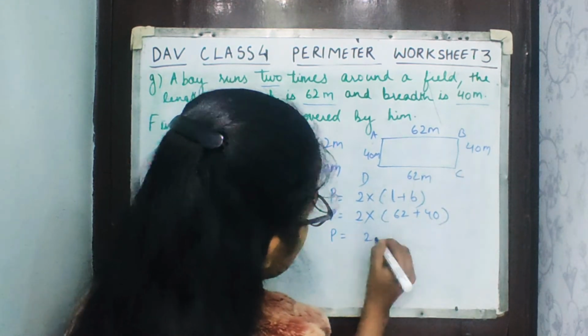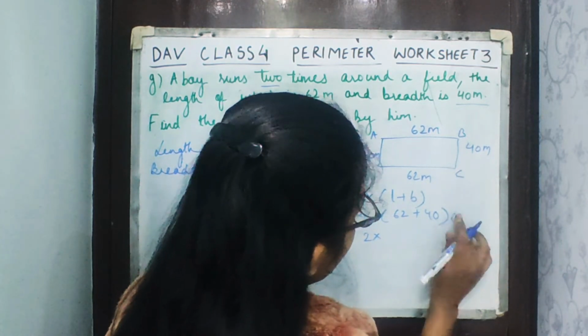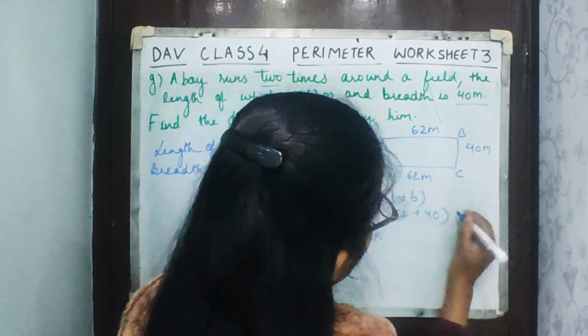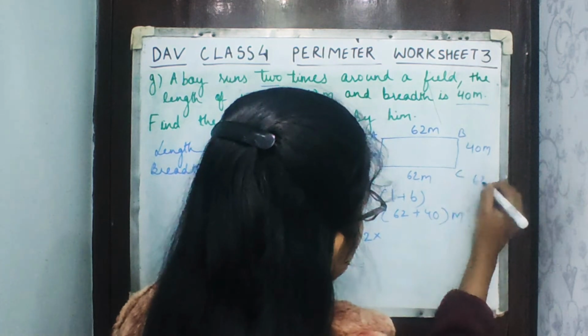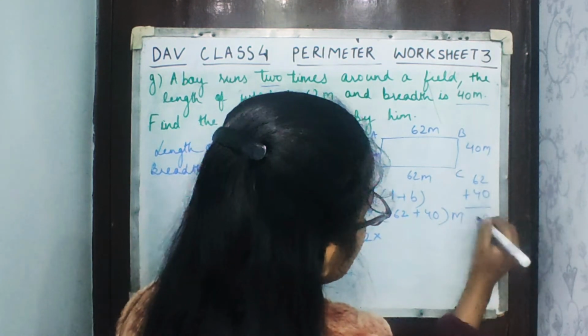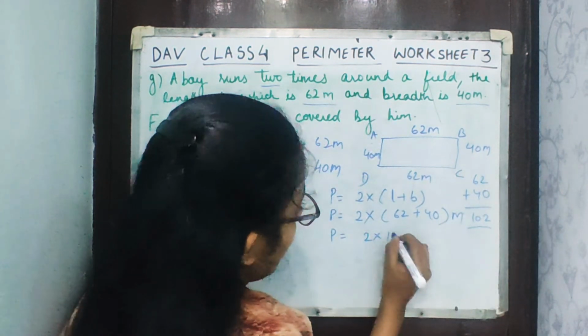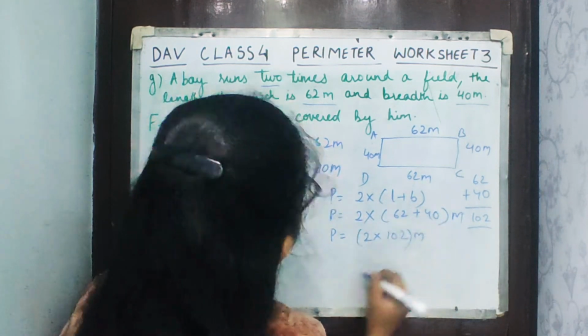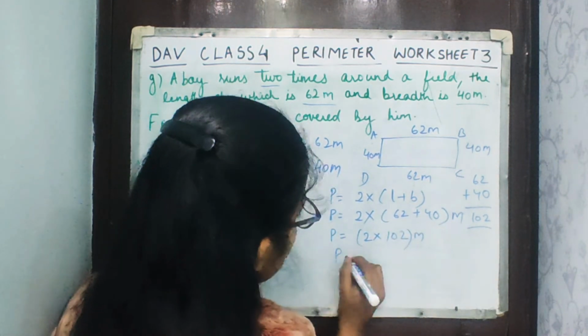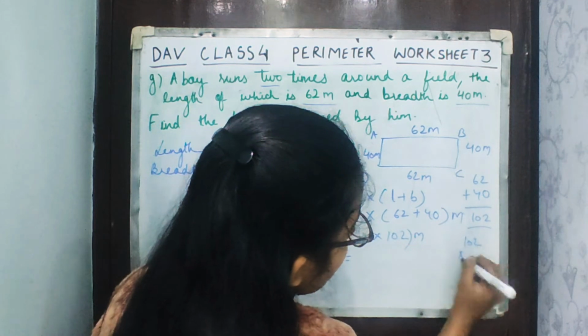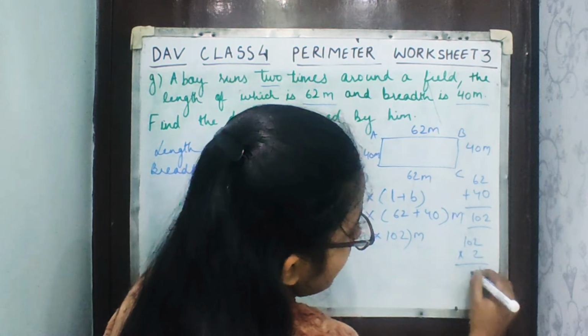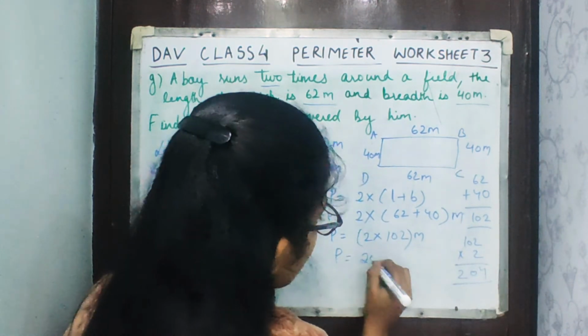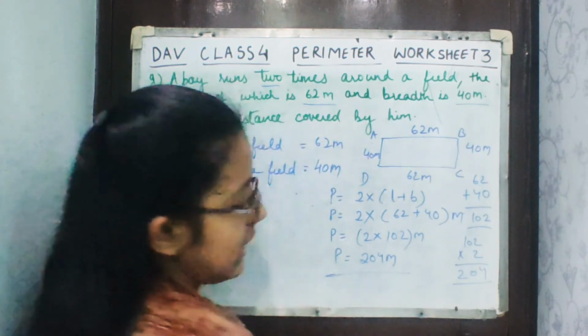So perimeter is 2 into, it's meter. Yes, so we'll write here meter. So 62 plus 40, that is 102 meters. Next, perimeter is equal to 102 into 2, that means 204. 204 meter we are getting as perimeter.